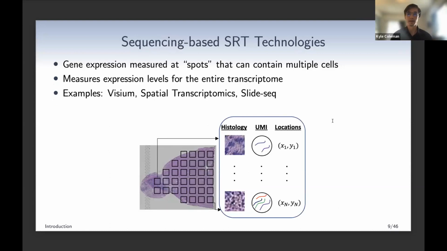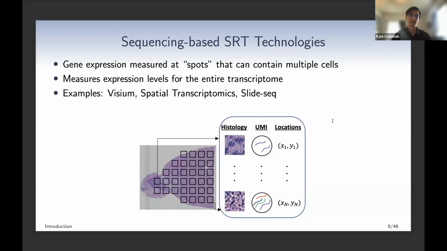Okay. And the other main type of SRT technology, which is the one that I'll be focusing on for my talk because it's what we run SpaDecon on, is sequencing-based SRT technologies. And unlike the imaging-based technologies, these don't provide data with single-cell resolution. These measure gene expression at capture locations referred to as spots, which can contain multiple cells.